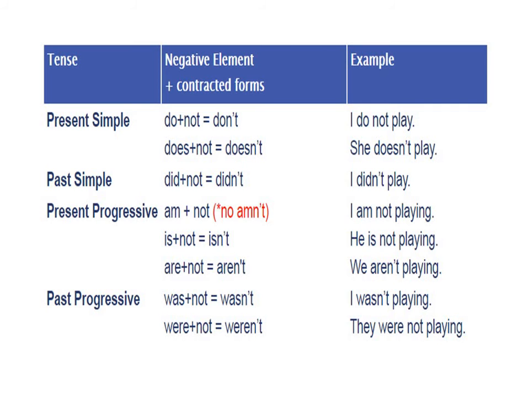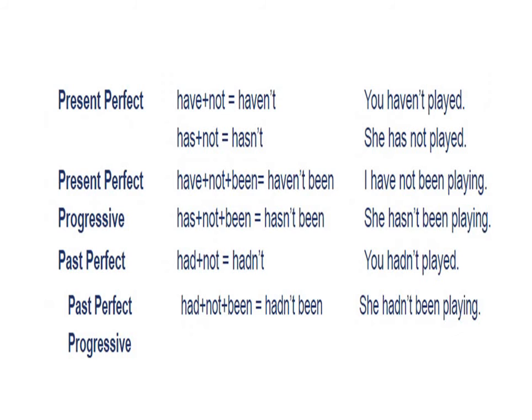Past progressive, was not or wasn't, were not or we can say weren't. So these are the examples you can study. In present perfect you can see have not, haven't. In present perfect progressive, have not plus been, haven't. I have not been playing.